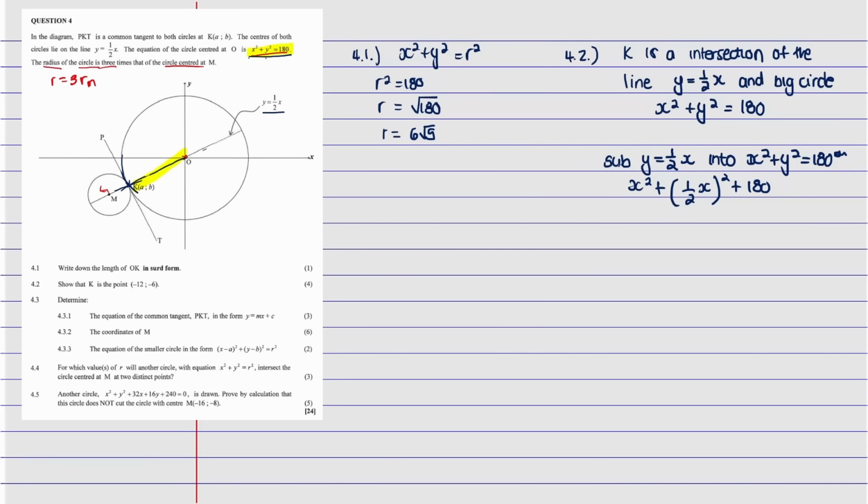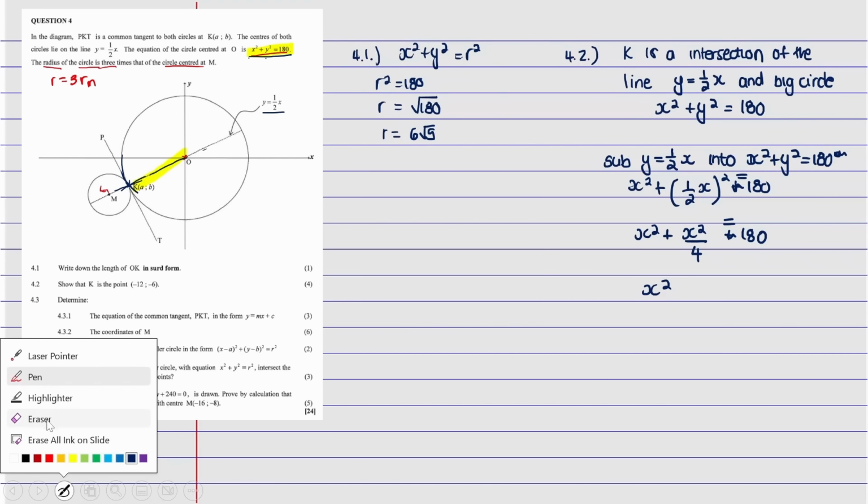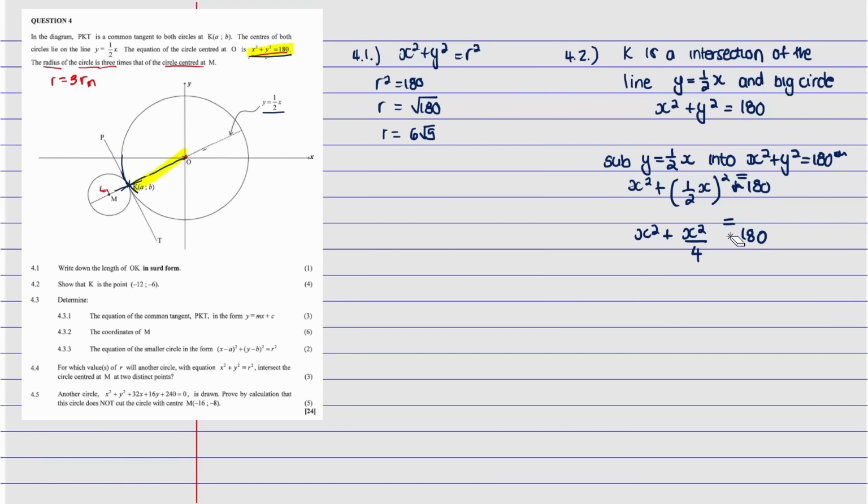Now what we're going to have is x squared plus x squared divided by 4 equals 180. So it's going to be x squared times, 1 plus 1 over 4, which gives you 5 over 4. So let me just erase here.